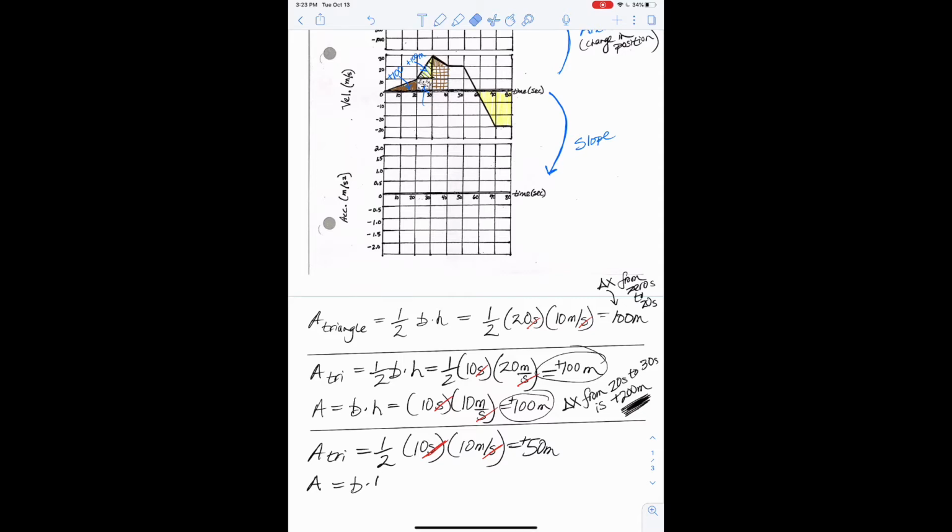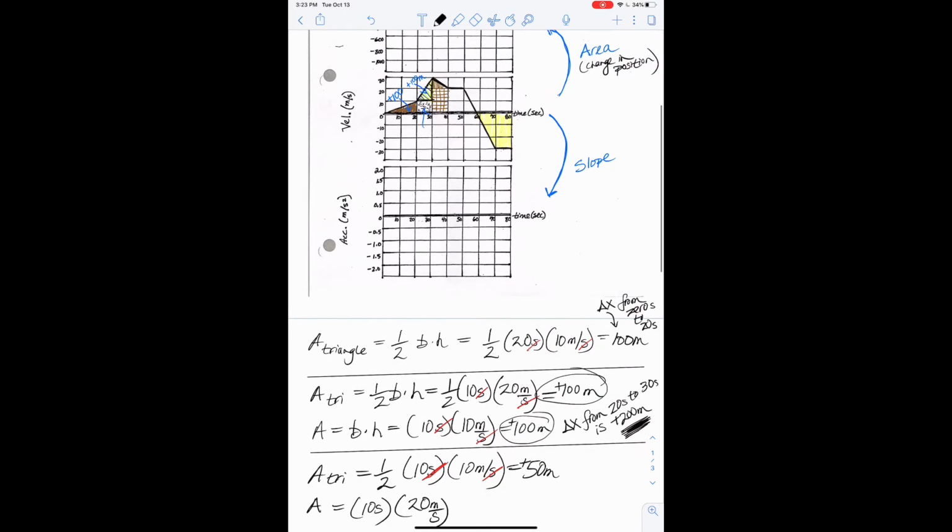I said I wasn't going to write that. I'm just going to say it and then plug numbers in. All right, so the base here is once again 10 seconds. Make sure and double check if you don't understand where that's coming from. The height there is 20.